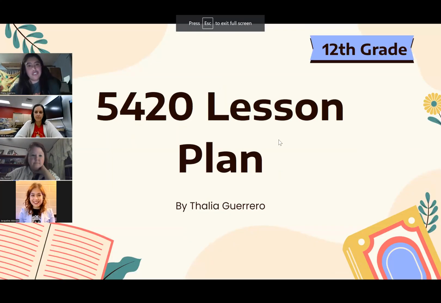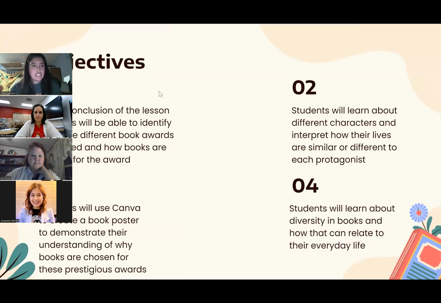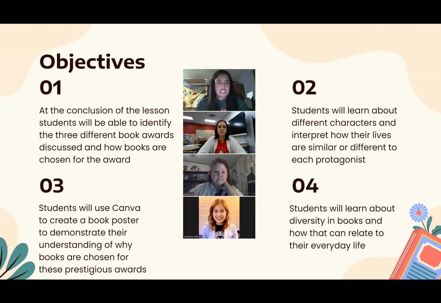Welcome to my lesson plan. Today my objectives are: 1, at the conclusion of the lesson, students will be able to identify the 3 different book awards discussed and how books are chosen for the award. Number 2, students will learn about different characters and interpret how their lives are similar or different to each protagonist. 3, students will use Canva to create a book poster to demonstrate their understanding of why books are chosen for these prestigious awards.